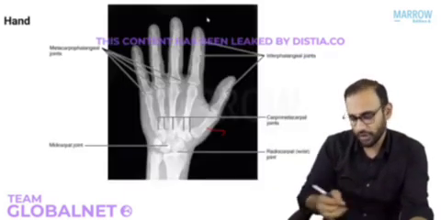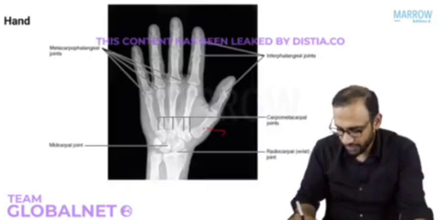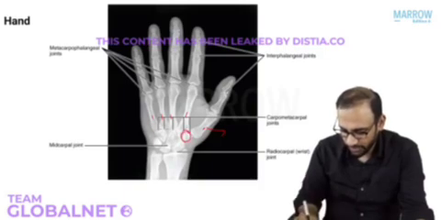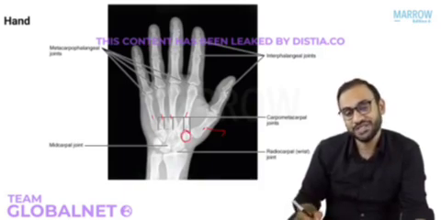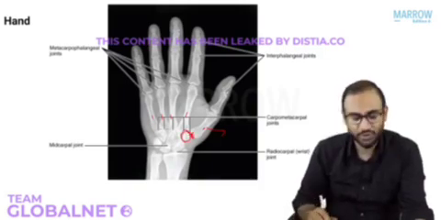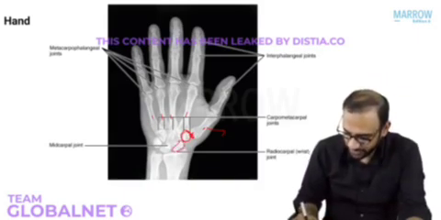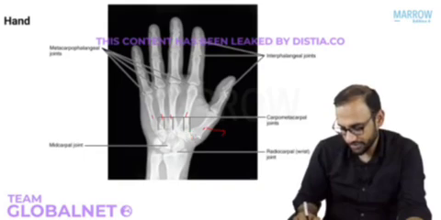Bennett and Rolando. Before we talk about it, a quick review here. This is the first metacarpal, second, third, fourth and fifth metacarpal. The first metacarpal articulates with which carpal bone? Can you tell me what this carpal bone is here? Trapezium. Trapeziometacarpal joint. This is scaphoid. This is trapezium. So this is the trapeziometacarpal joint.